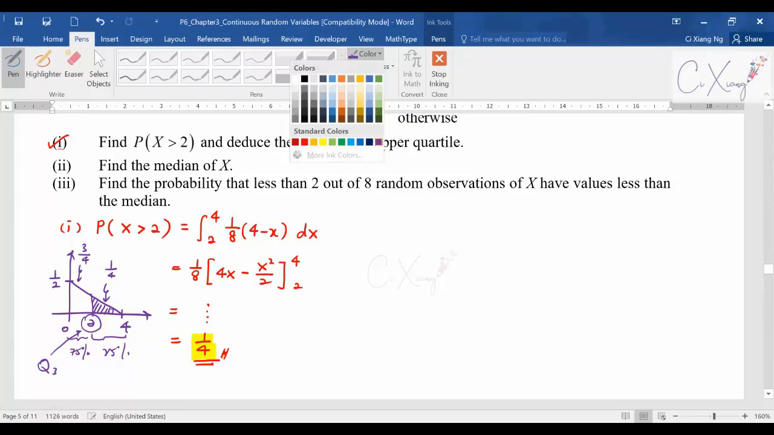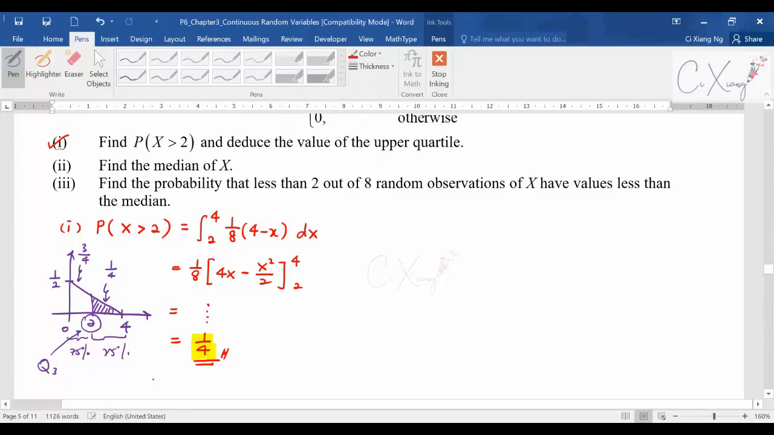So they just ask you to deduce. Deduce means that you just look at your answer in the calculation here. You can straight away deduce that Q3 is actually equal to 2. This is the upper quartile that we have. Okay, done. So this is how we do it, right?